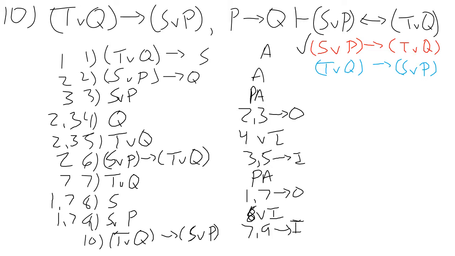Since we are doing arrow in, we drop out the 7, and then I just need one more line here for 11 to do my biconditional in, from 6 and 10, biconditional in. 6 has 2, 10 has 1, so 1 and 2. There we go. So that's problem 10.